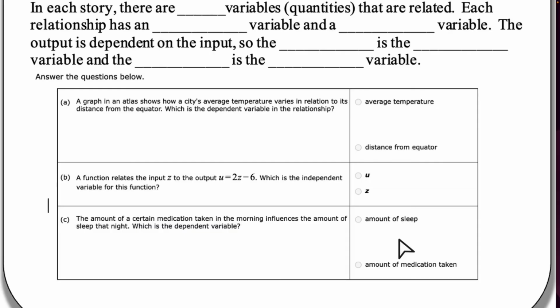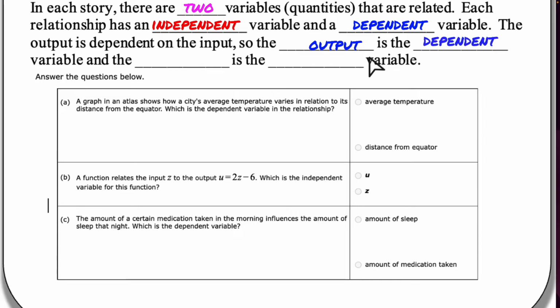So in each story, there are two variables or quantities that are related. Each relationship has an independent variable and a dependent variable. The output is dependent on the input. Okay. So the output is the dependent variable and the input is the independent variable. So we're just going to read the situation and say which one depends on the other.